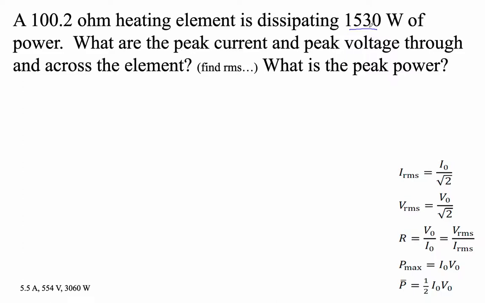Well, the peak power is just twice that, right? So peak power is going to be twice 1530, using this relationship here. This is peak power. I hope you understand that. So that's 3060.